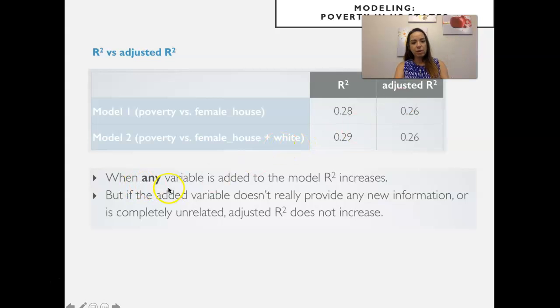So when any variable gets added to the model, really, R squared increases. They're bound to have some relationship, but if the added variable doesn't really improve, doesn't really provide any new information, or is completely unrelated, adjusted R squared does not increase.